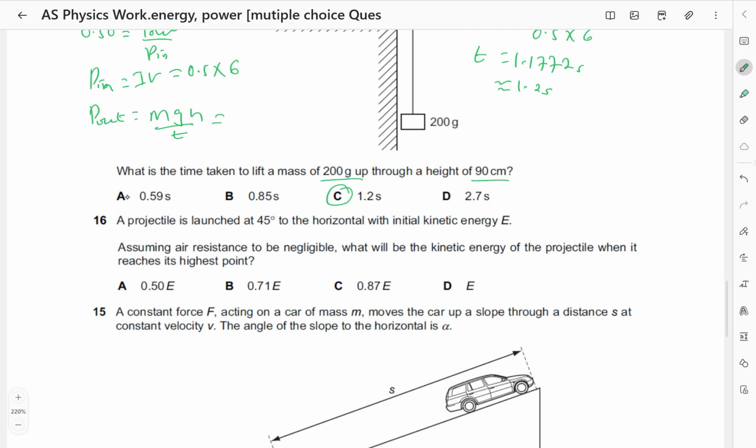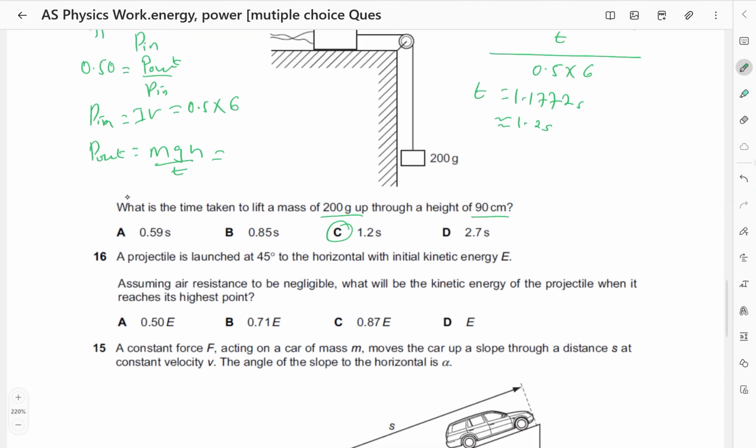Okay, so this is combining concepts of projectiles with work, energy and power. Remember the velocity in the horizontal does not change. Let me take you back to projectiles. It is launched at an angle of 45 degrees. If the velocity here is v, then the velocity in the horizontal, vx, is going to be v cos 45. That is the velocity in the horizontal.